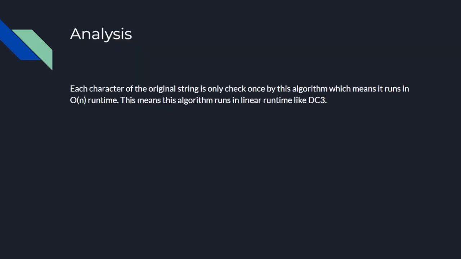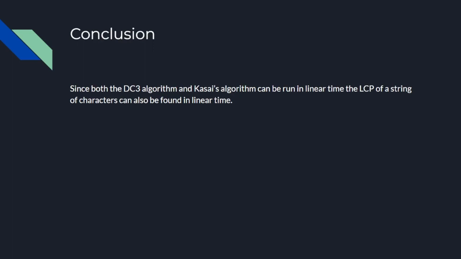Analysis of the algorithm. Each character of the original string is only checked once by this algorithm, which means it runs in big O of n runtime. This means the algorithm runs in linear runtime like DC3. Since both the DC3 algorithm and the Kasai algorithm can be run in linear time, the LCP of a string of characters can also be found in linear runtime.